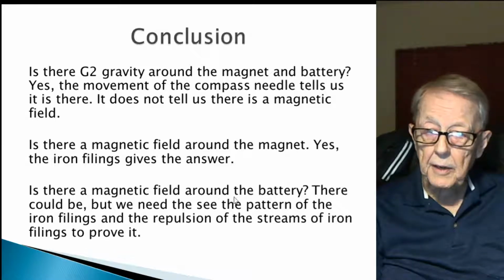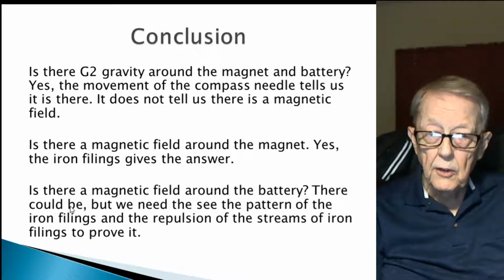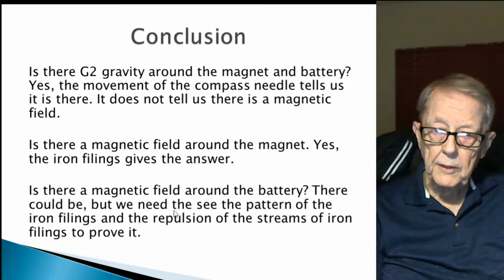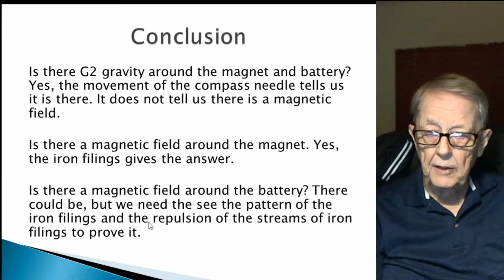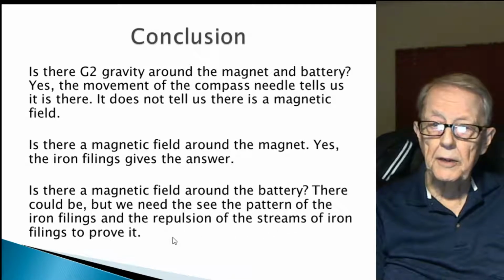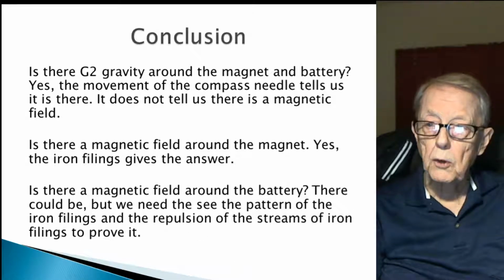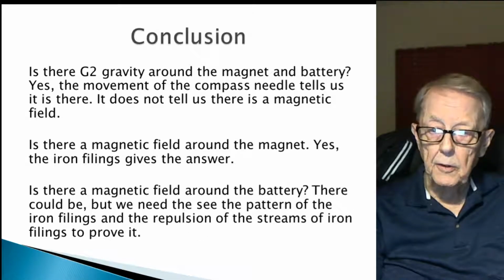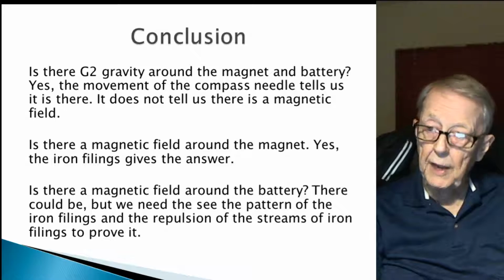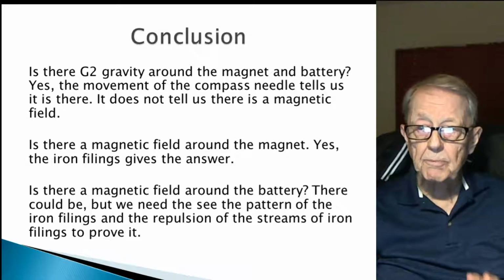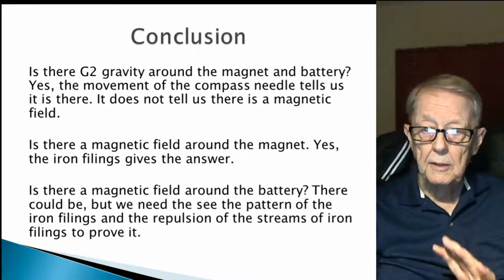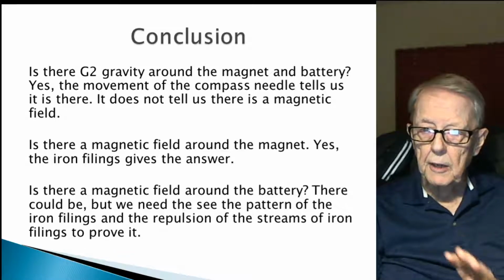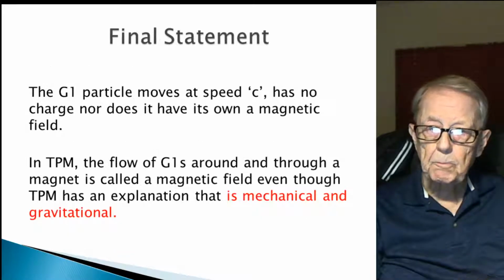Is there a magnetic field around a battery? There could be. But we need to see the pattern of iron filings and the repulsion of the streams of iron filings to prove it. In my mind, until you do that, you really can't prove it. You can suggest it could be there, but you need the iron filings to prove it.